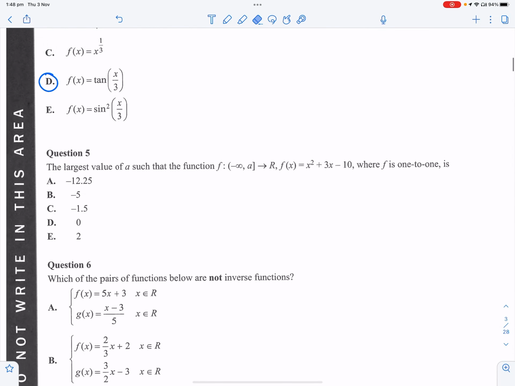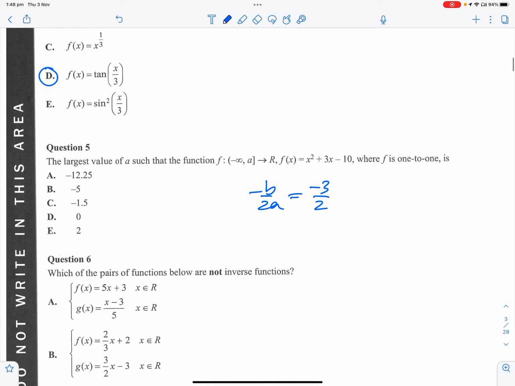The largest value of that function, where f is one to one, so it's going to be the turning point, which is negative b on 2a. So that's negative 3 on 2, negative 1.5.